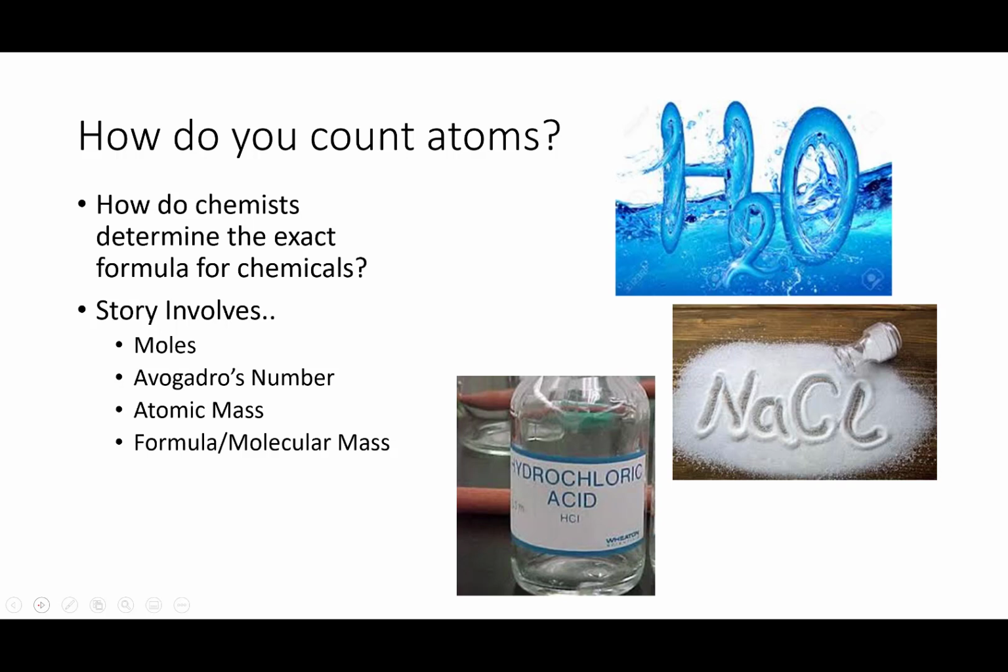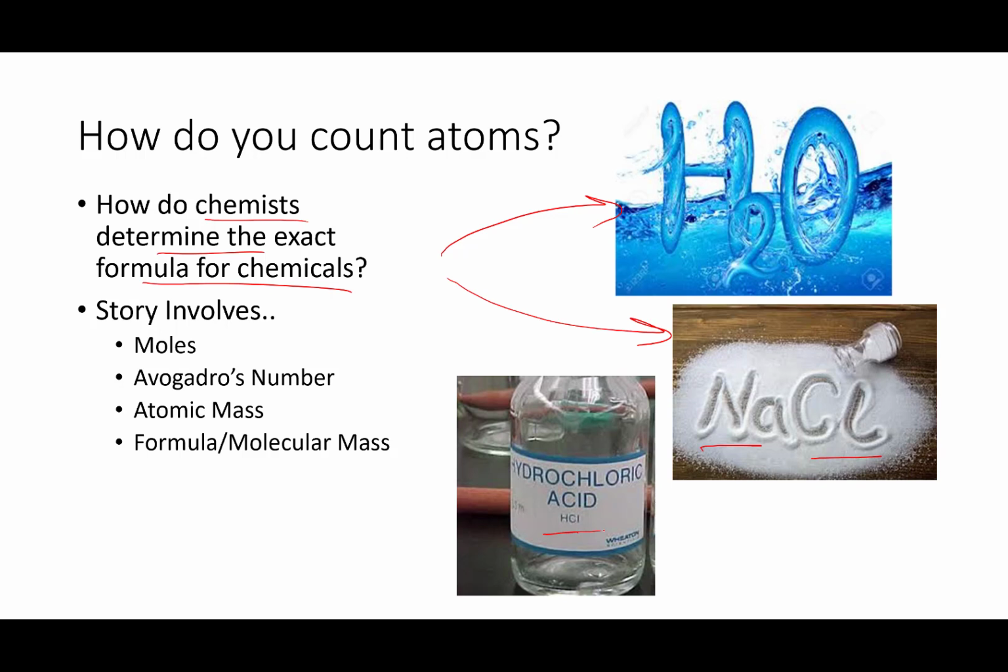One of the things that we have not talked about yet is how do chemists know exactly what a chemical formula is for a compound? How do they know that water is H2O or table salt is one sodium atom with one chlorine atom, or hydrochloric acid is one chlorine and one hydrogen?